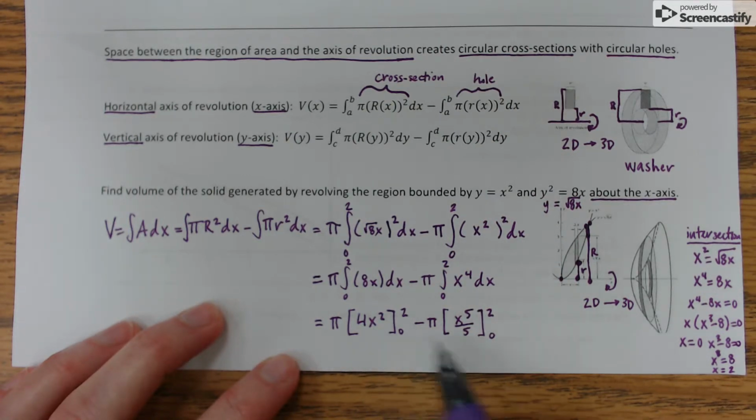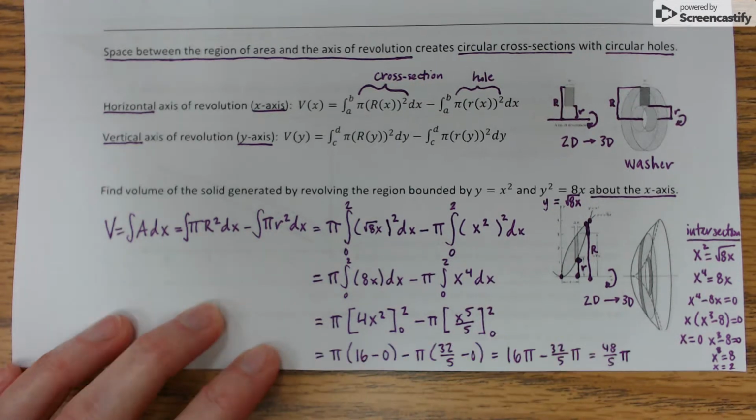And now I'll use my fundamental theorem of calculus and plug in my limits and subtract. So my upper and lower limits plugged in for the first antiderivative gave me 16 minus 0. For the second, 32/5 minus 0. And I'll remind you that you can leave this answer as soon as you plug in your limits, and you'll get full credit for that answer on an FRQ.